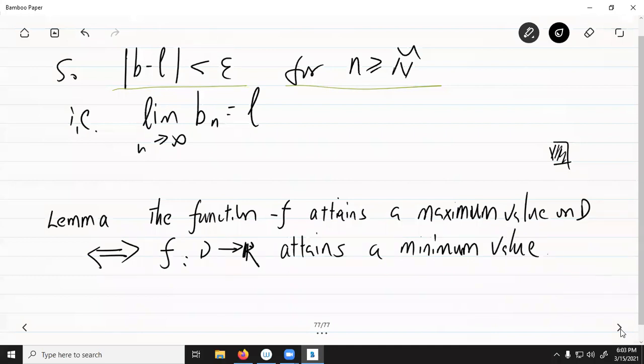Okay. When f attains the maximum value, then the opposite function, negative f, would attain the minimum value, right? Negative of negative would be f. Okay.